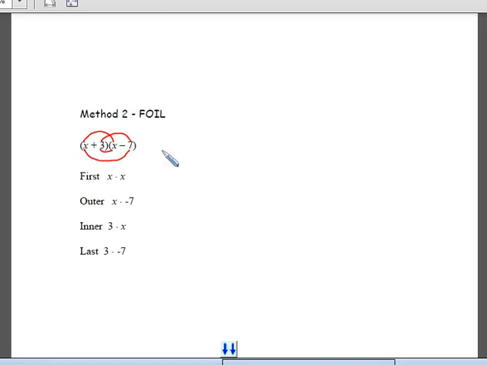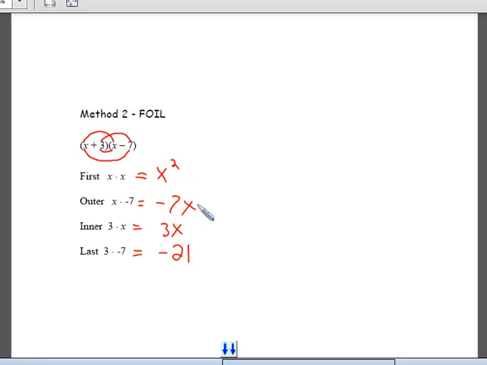Now, whenever I do FOIL, because I kind of draw this up the same way every time, I don't even really think of it as first, outer, inner, last anymore. I just know that I'm going to do this, this, this, and this. And then I write out what I'm doing. X times x, x squared. X times negative 7, negative 7x. 3 times x, 3x. 3 times negative 7, negative 21.